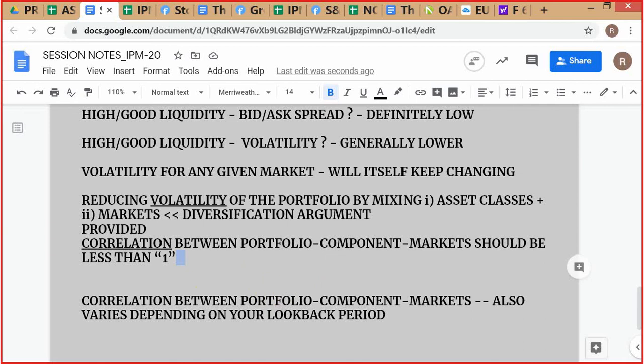Anytime you do any kind of correlation analysis, volatility analysis, beta calculation, if you change the look back period, it will change the number. So you have to be cognizant of this. Is this clear? Utsav, does it answer your question?